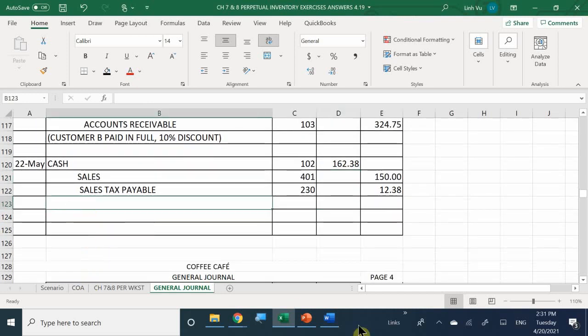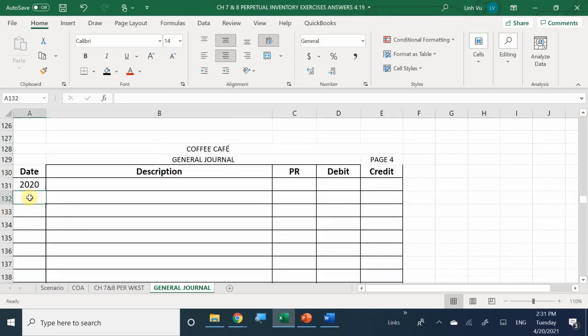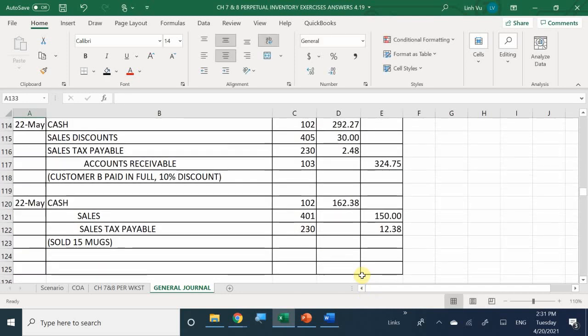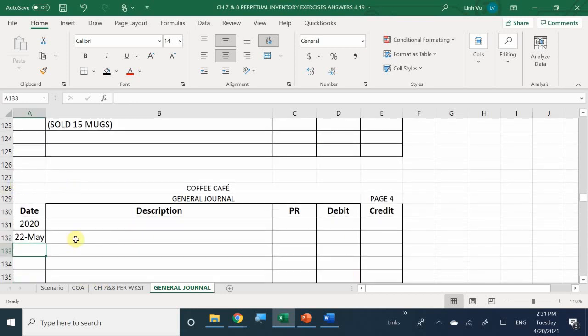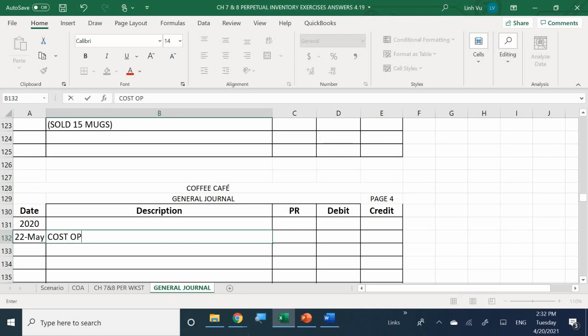In this case, I'm just going to write that I sold 15 mugs just because I have to split my transaction. So there's that one. That's just recording the sale. Now I'm going to continue on to my next journal here. Same day, the 22nd of May. And now I'm going to continue by updating my inventory. I need to calculate my cost of goods sold because I need to take it out from my inventory.